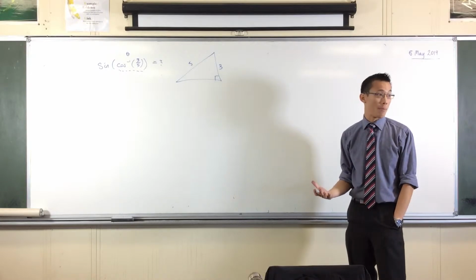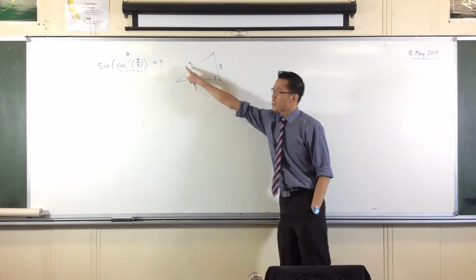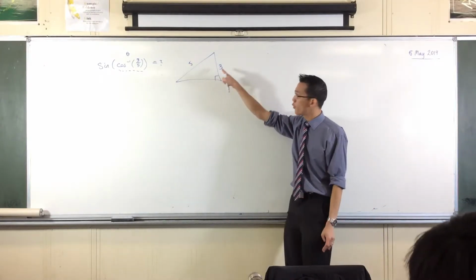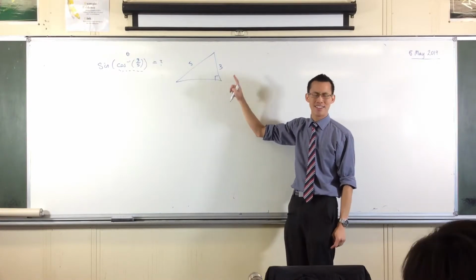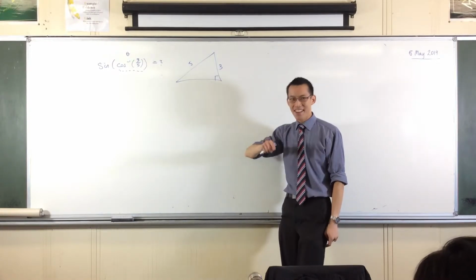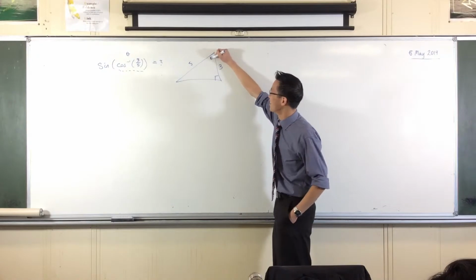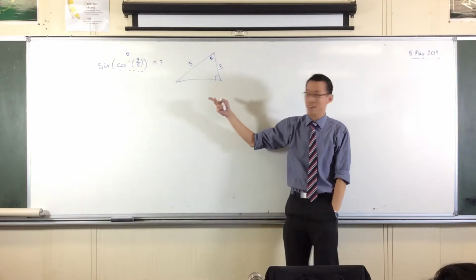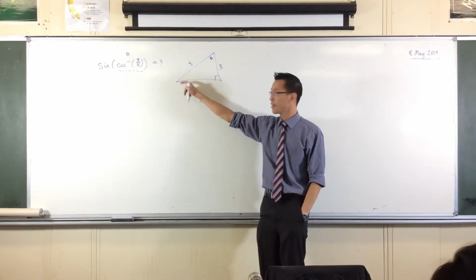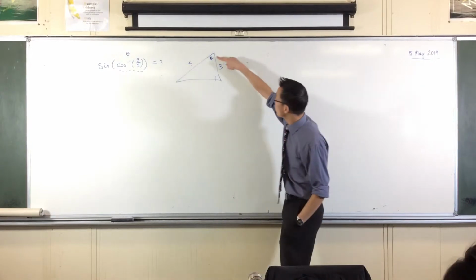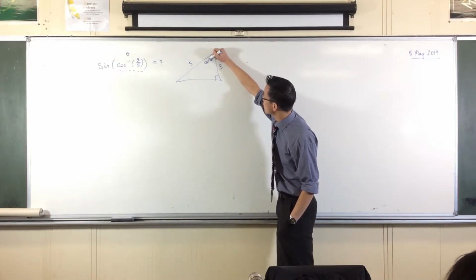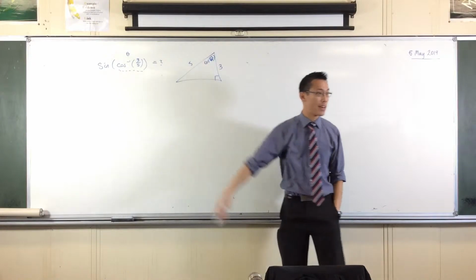Cos is adjacent over hypotenuse, isn't it? So that's always the hypotenuse. But the angle for which this is the adjacent side, that's a terrible sentence, the angle for which this is the adjacent side is this one, right? That's adjacent to the 3, not this one down here. So therefore this angle is cos inverse of 3/5, or it's equal to that anyway.